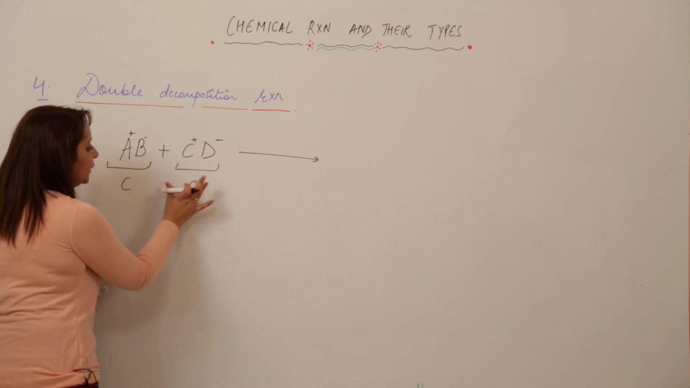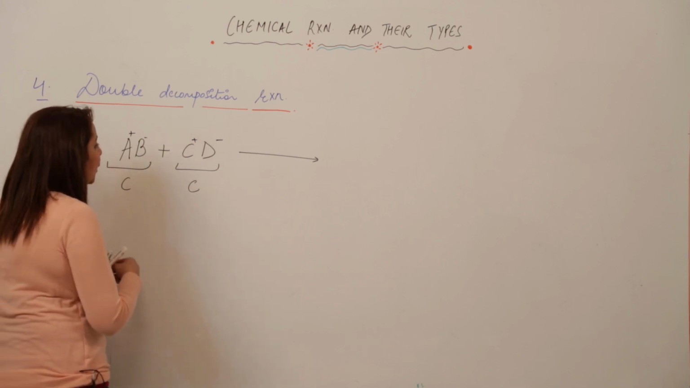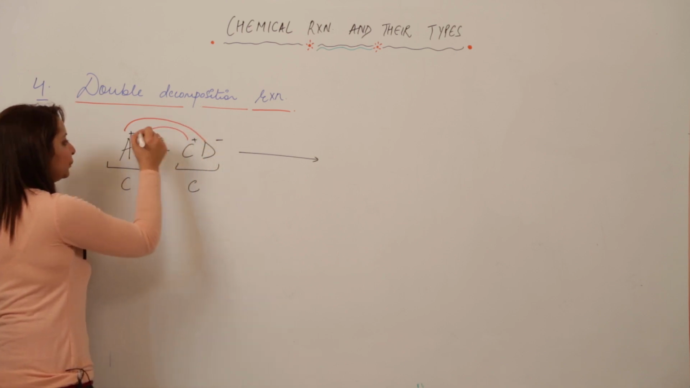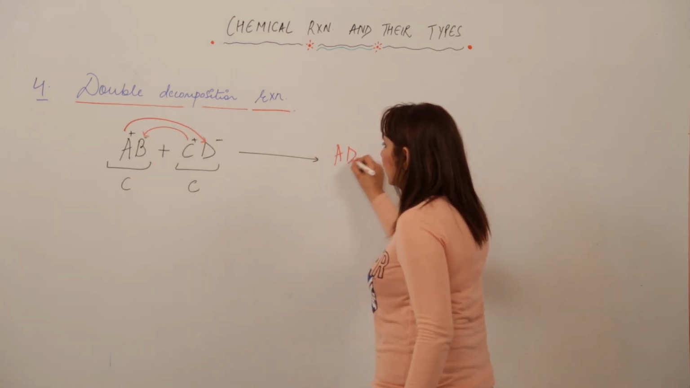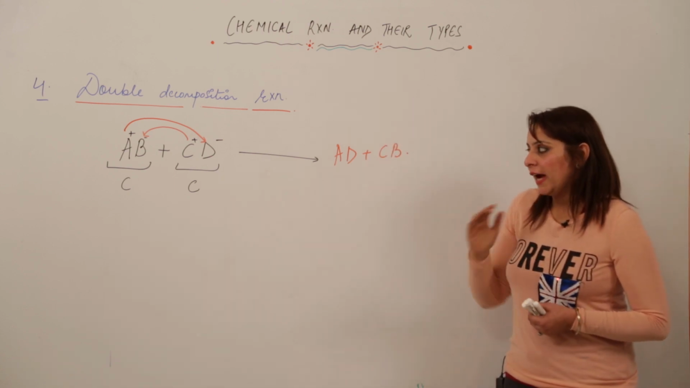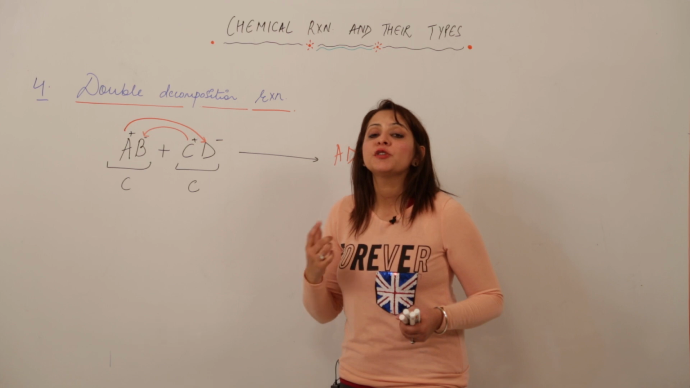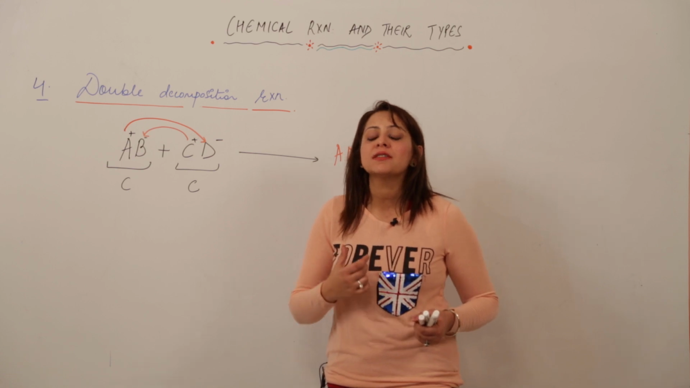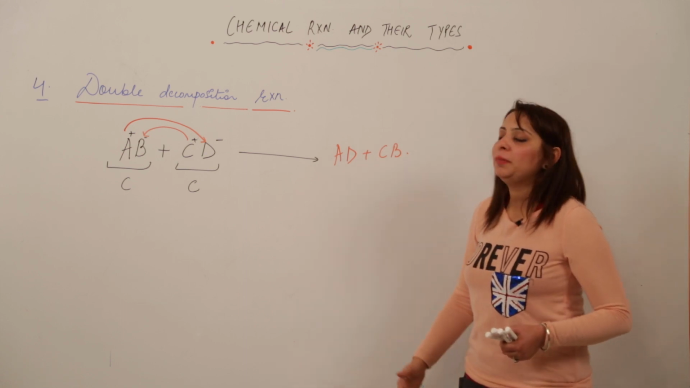So it is a reaction between two compounds in which they mutually exchange their ions. That means A will be combining with D and C will be combining with B. So likewise, we'll get the product AD plus CB. So a double decomposition reaction is a reaction between two compounds which mutually exchange their partners, right? But the appropriate term to be used is that they mutually exchange their ions, right? So that means AB plus CD will form AD plus CB.